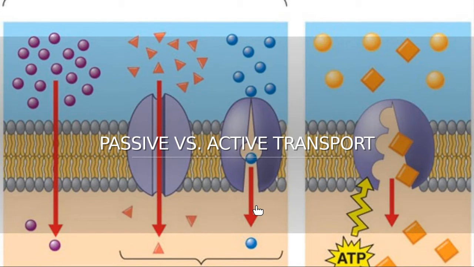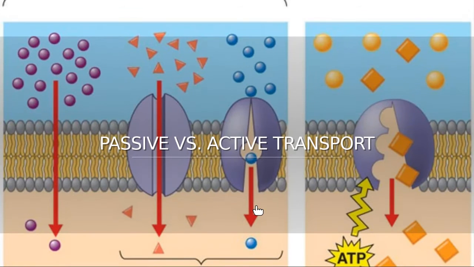Good. Okay, so I'm seeing diffusion and no ATP is required. Very good. So with passive transport, we're going with the concentration gradient. Right. So we're going from a high concentration to a low concentration. And because we're going with the concentration gradient, no ATP is required. And an example of that is diffusion.